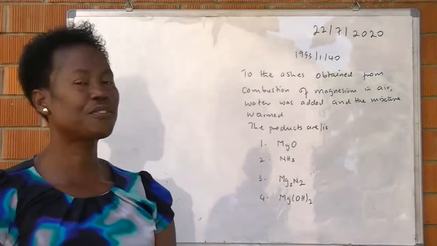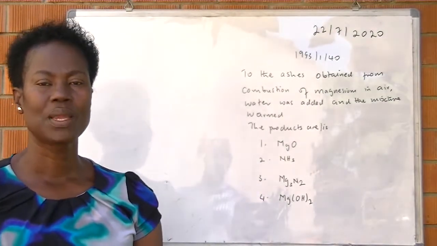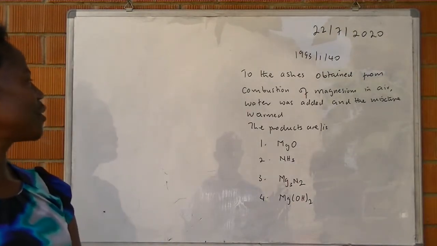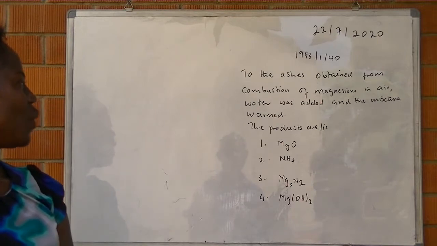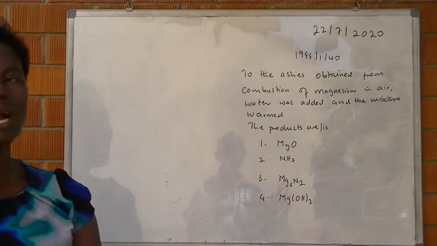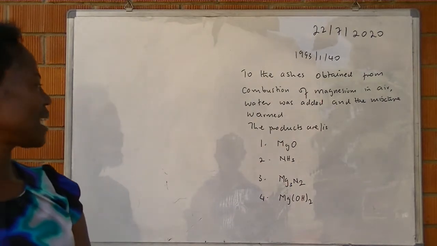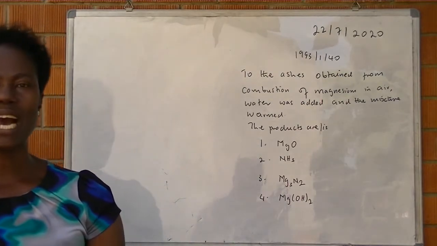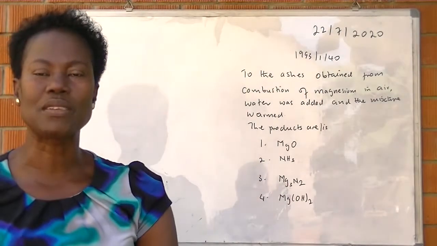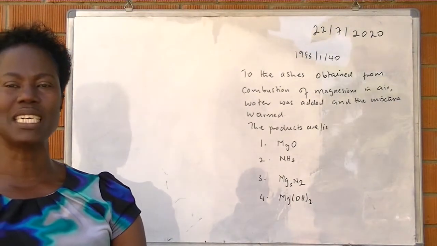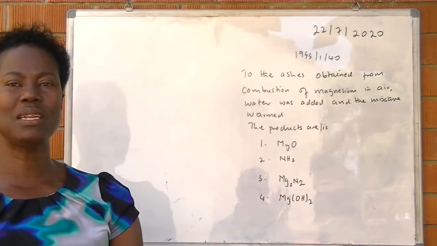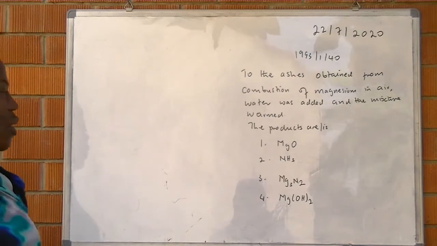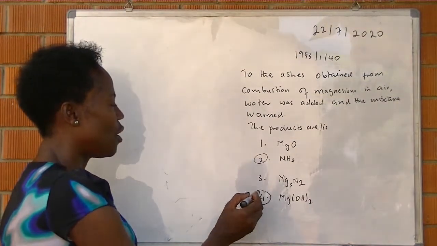The next example is from 1993, paper 1, number 40. To the ashes obtained from combustion of magnesium in air, water was added and the mixture warmed. The products are: when we burn magnesium in air, we get a white ash. That white ash is a composition of magnesium oxide and magnesium nitride. So when we dissolve them in water, we obtain ammonia and magnesium hydroxide. So our answer is 2 and 4, which is C.